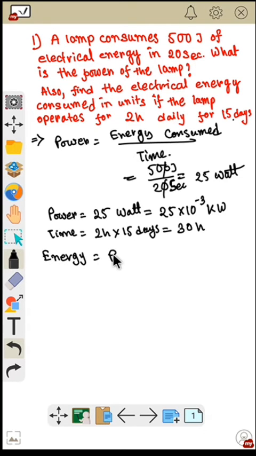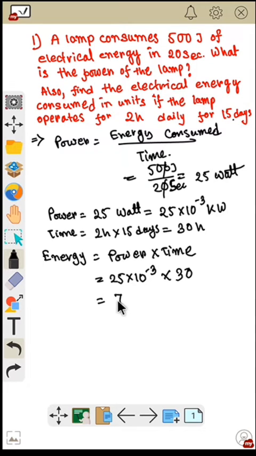Energy equals power into time. So power, it is given 25 into 10 to the power minus 3, into 30. So that means 750 into 10 to the power minus 3 kilowatt hour, because this is in kilowatt and this is in hour. So the unit is kilowatt hour.